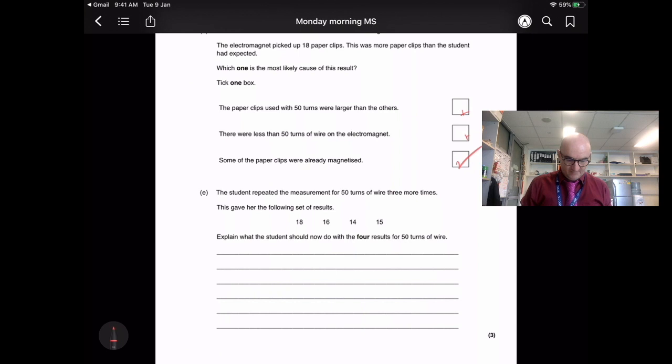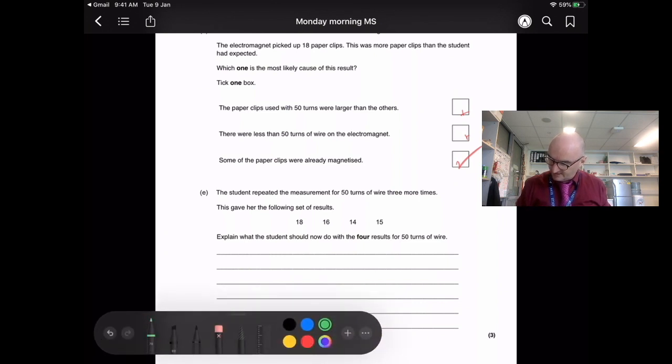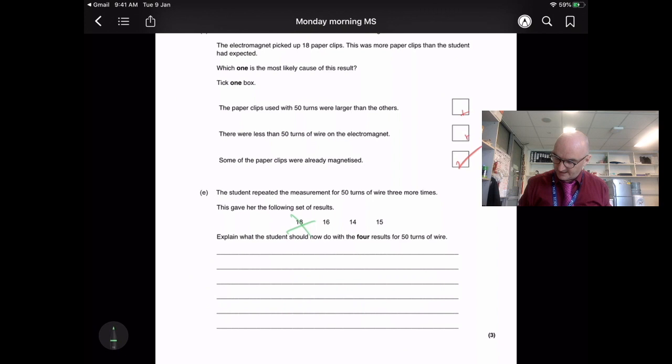Part E, the student repeated the measurement of 50 turns of wire 3 more times. This gave her the following set of results. Explain what the student should now do with the 4 results for the turns of wire. Well, I particularly don't like that one. Why do we not like 18? Because it's 4 away from 14, 2 away from 16, 3. It's an anomaly, isn't it? That's an anomaly. So remove the anomaly. Then I would take the mean of 14, 15, and 16, which is clearly 15 clips.